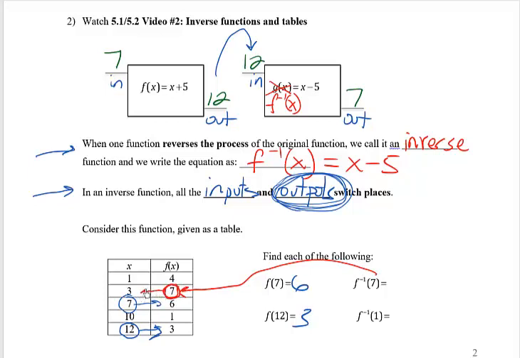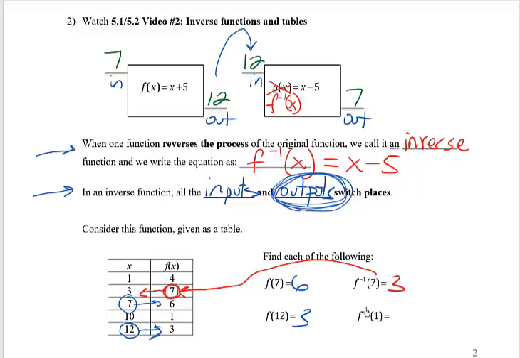I can see that that 7 is matched with a value of 3, and so that would be my final answer. Take a look at this. In the original function, when you plug 3 in, you get 7 out. So of course, the inverse function is reversed. When you plug 7 in, you get 3 out.